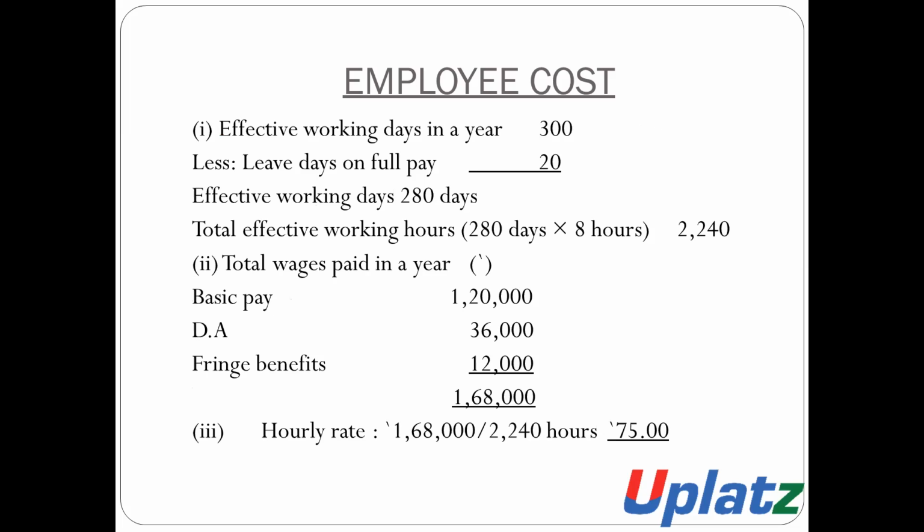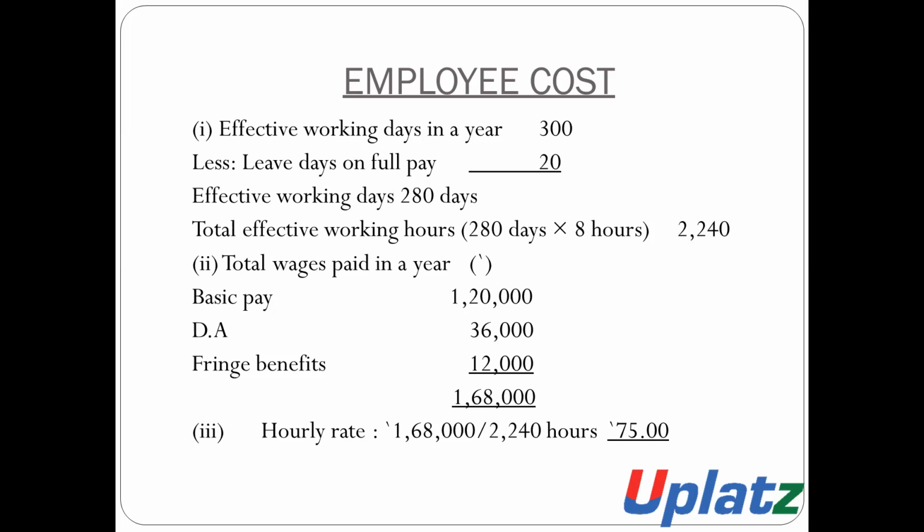The effective working days in a year is 300 less leave days on full wages of 20, so the effective working days is equal to 280 days. Then the total effective hours is equal to 280 days into 8 hours per day, that is 2,240 hours.